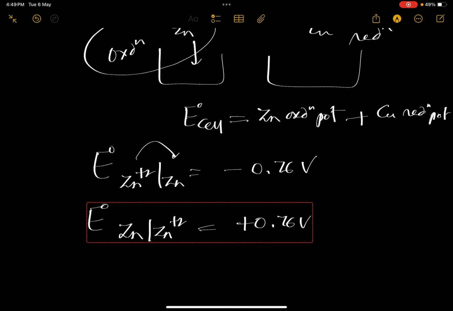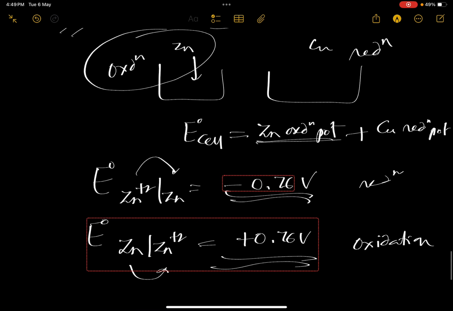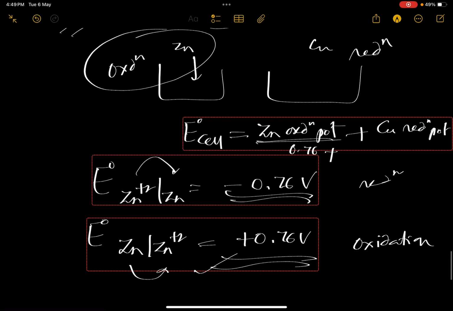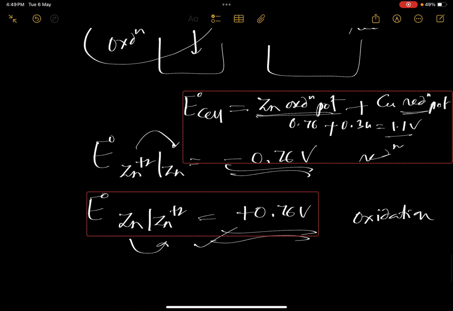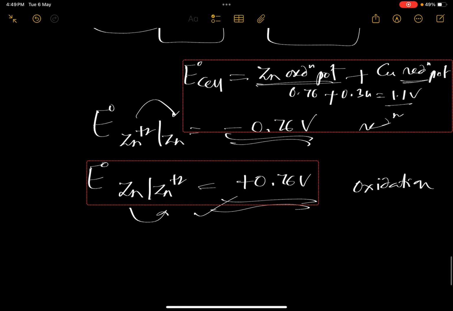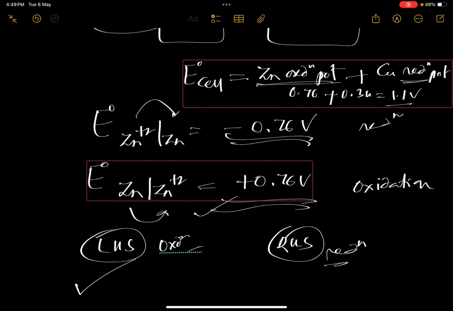Zinc plus 2 to zinc means you are talking about reduction. Zinc to zinc plus 2 means you are talking about oxidation. This is oxidation potential, this is reduction potential. You see, oxidation potential is 0.76 and reduction potential is 0.34, so that is again 1.1 volts. If you are using reduction potentials only, RHS minus LHS. If you want to use the concept, yes, on the left hand side oxidation is taking place, so you take the oxidation potential value, on the right hand side reduction is taking place, so you take the reduction potential value, and add them. Okay, got it?